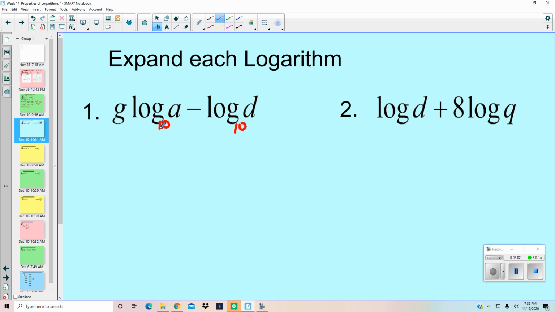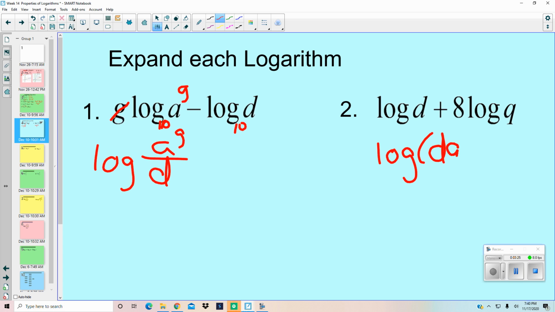So before I can condense the subtraction, I want to make g the power here in this first logarithm. Now I can rewrite it. It's log base 10, but I don't have to write base 10 because it's implied to be there, of a to the g divided by d. So subtraction becomes division. For the second one, addition becomes multiplication. So d times q, oh, I forgot to put the 8 in the power position, times q to the 8th.